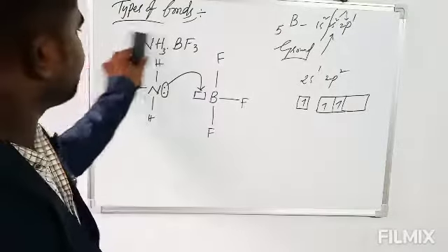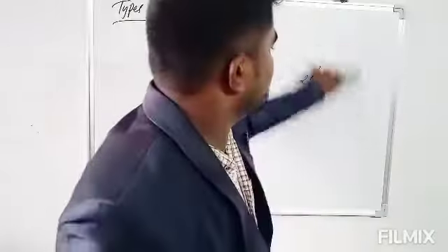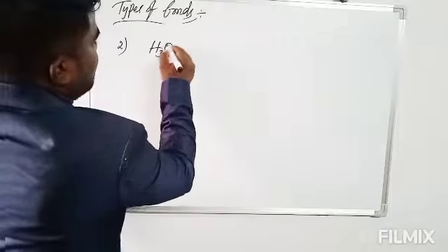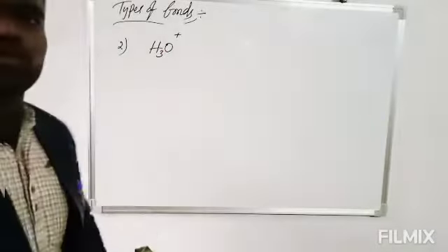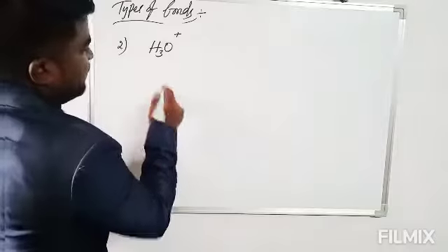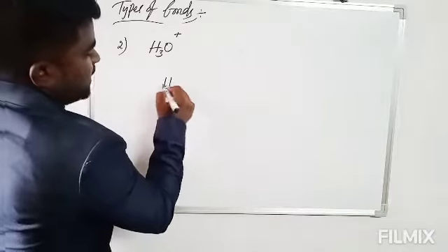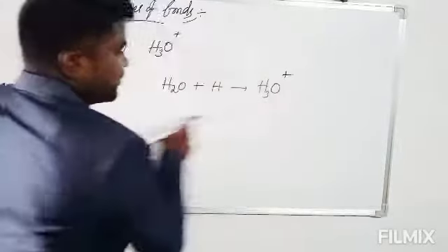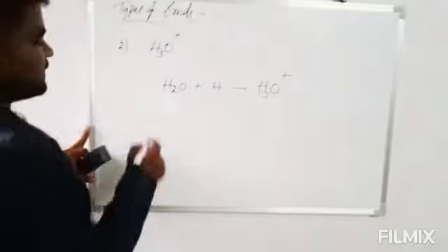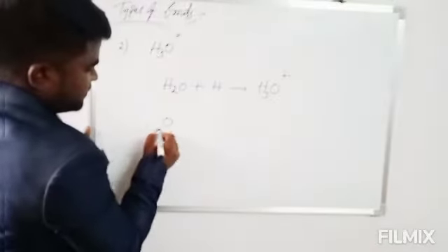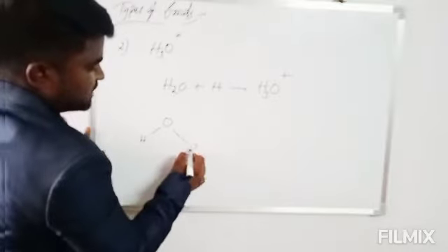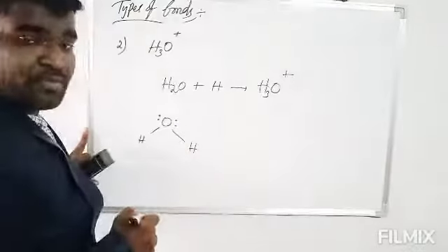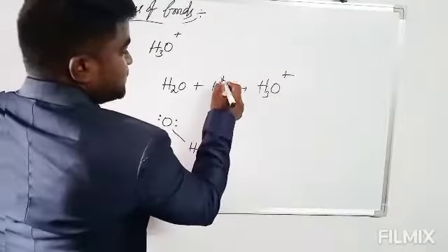Next, the second molecule is the formation of the hydronium ion. What is the hydronium ion? H2O plus H+ gives H3O+. If we see it by the Lewis dot method, we can get it easily. Oxygen has two hydrogens and two lone pairs.